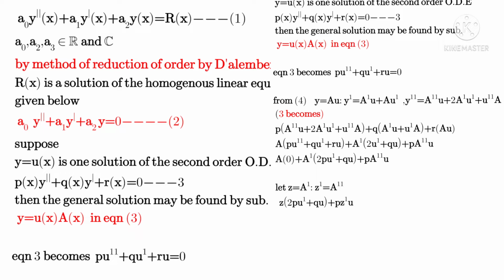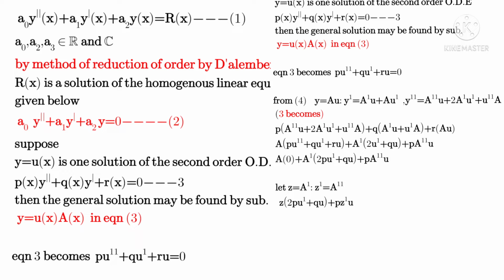The r of x is also a solution of the homogeneous linear equation given below. So when r of x equals 0, it becomes a solution. So we are supposing that y equals u of x is one of the solutions of the second order ordinary differential equation. If y equals u of x is one of the solutions, then the general solution can be found by substituting y equals u of x times a of x.